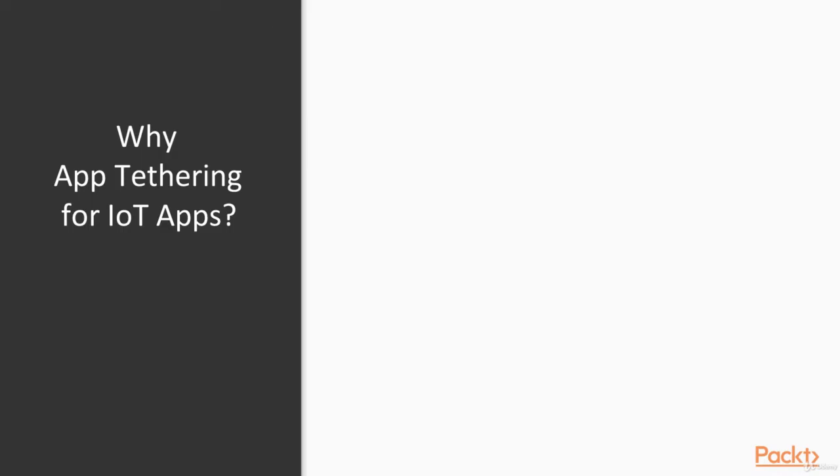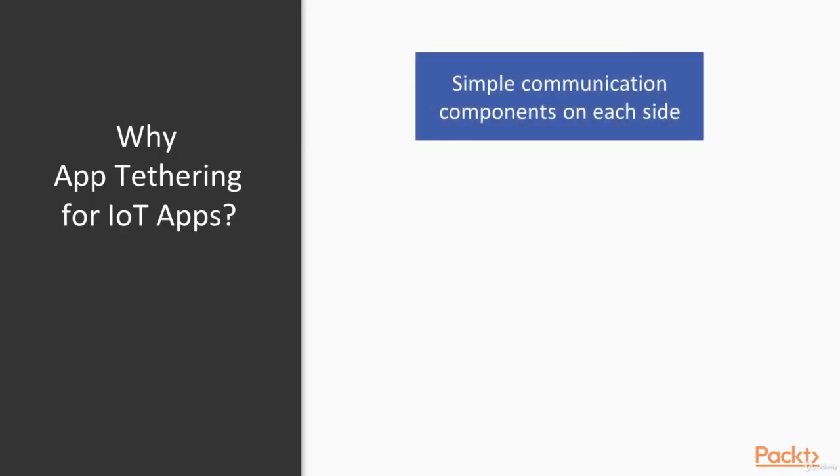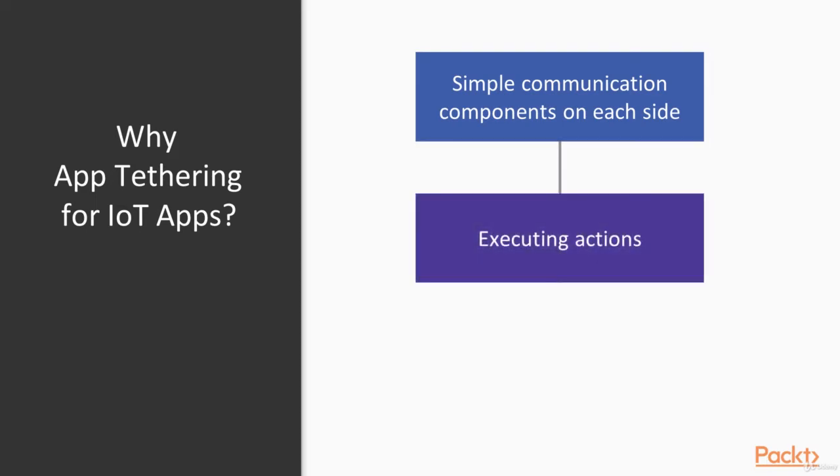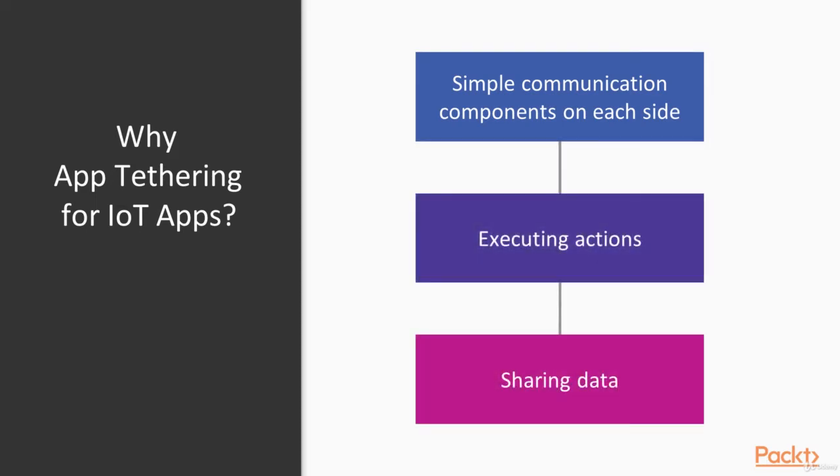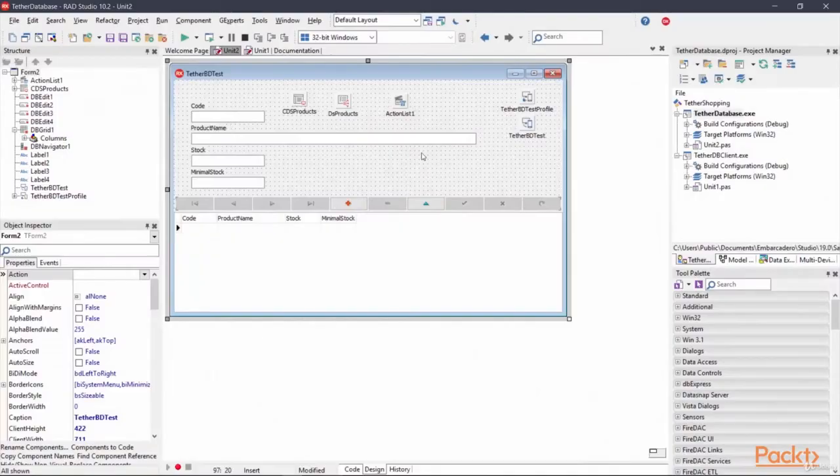Why app tethering for IoT apps? Because it provides simple communication components on each side, executing actions easily, and sharing data between the applications. So it's time to demo. Here is the demo application for app tethering demonstration.